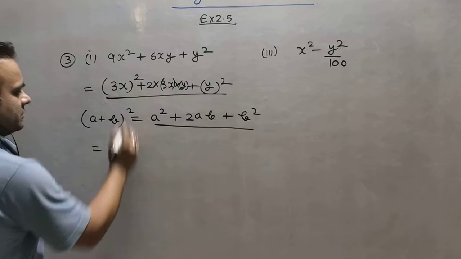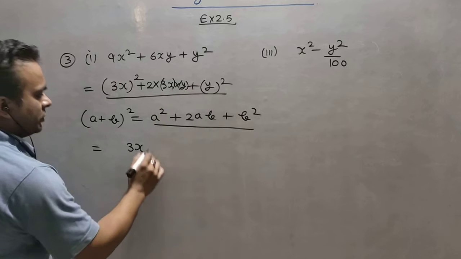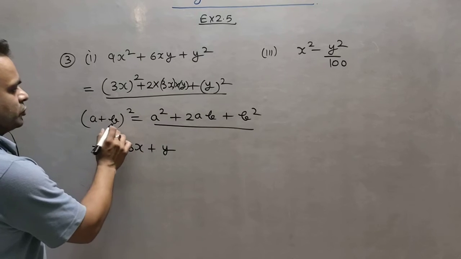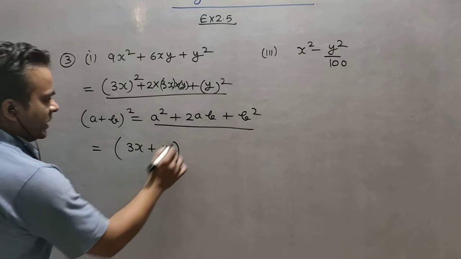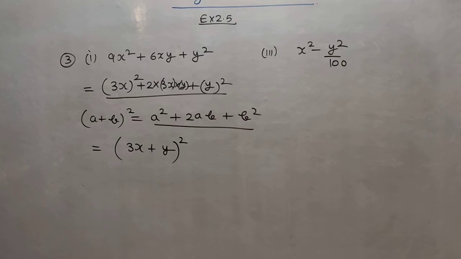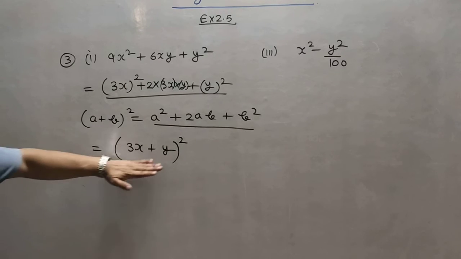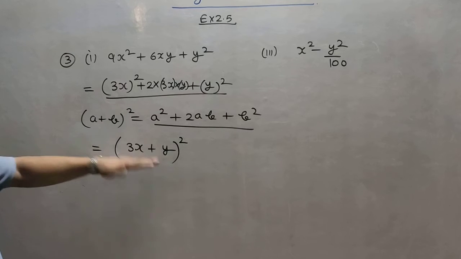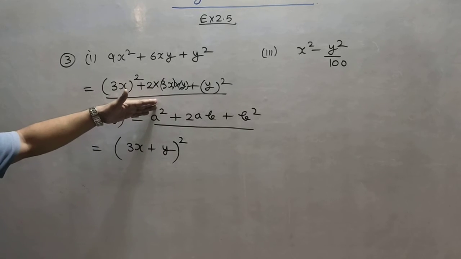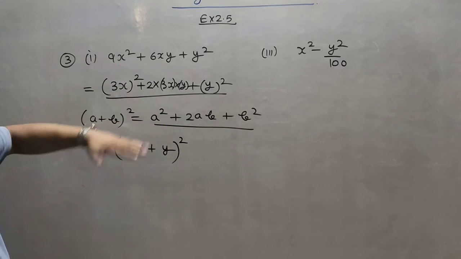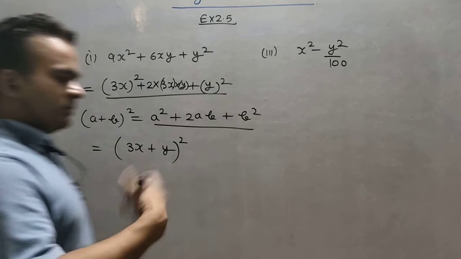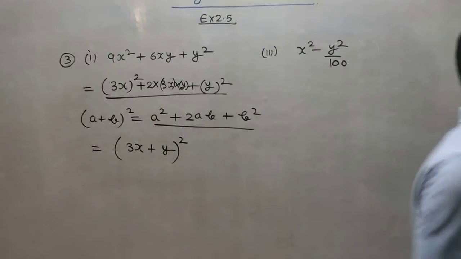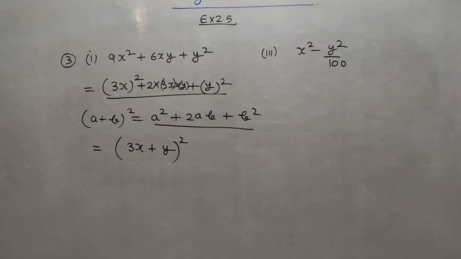So what is a? 3x. And what is b? Y. So can we write it as a whole square? Definitely, because if you expand this particular expression by using the identity, you will get the same result. So that is why we have taken the back process, reverse process in this particular sum.